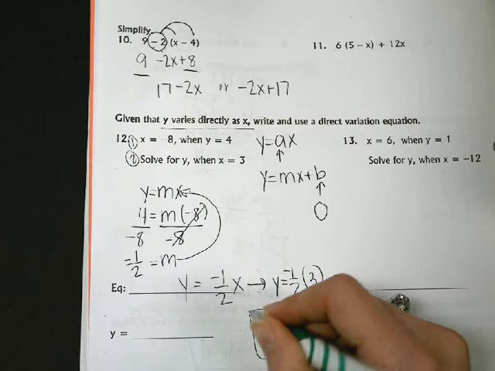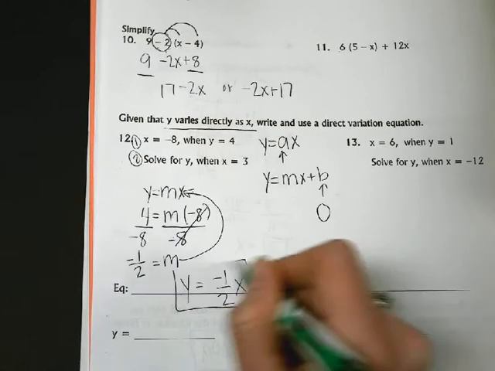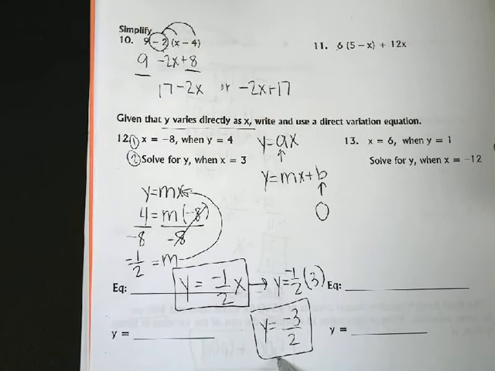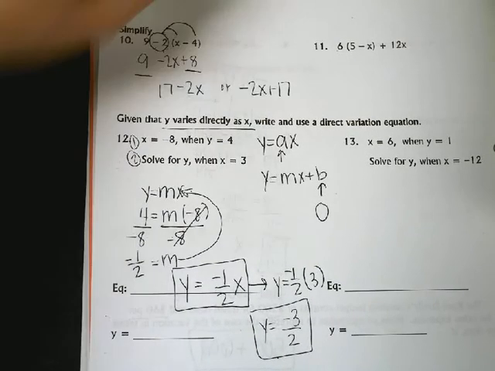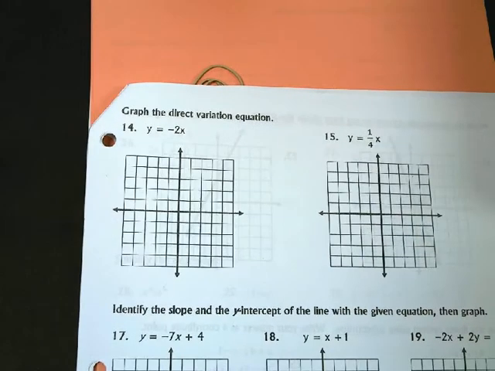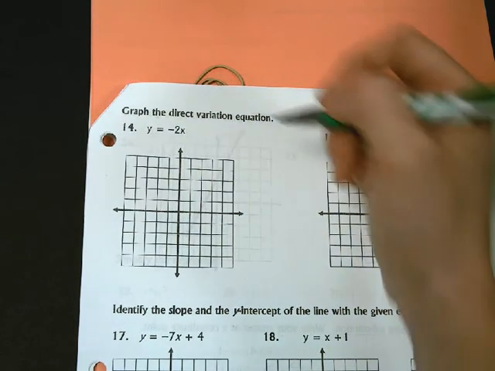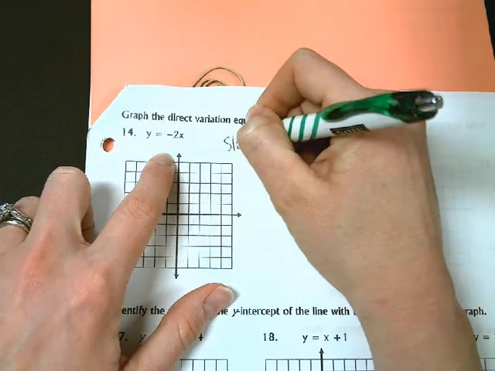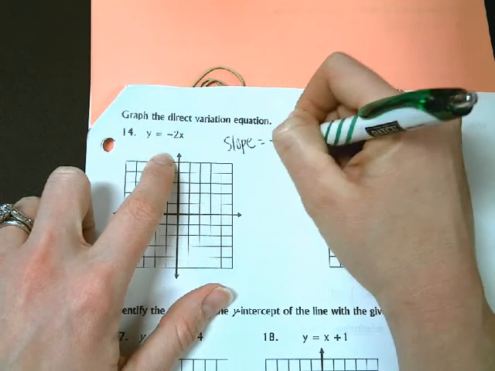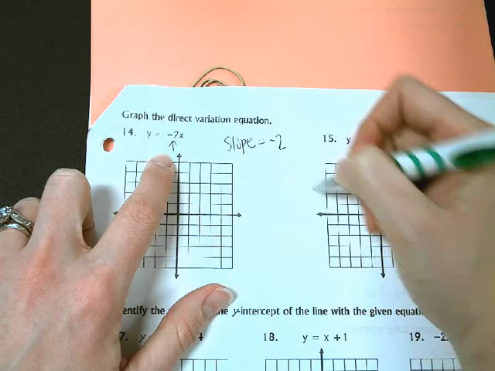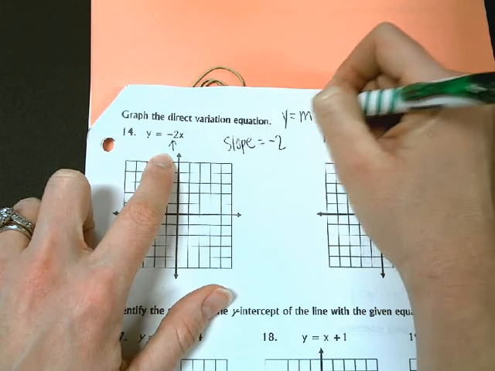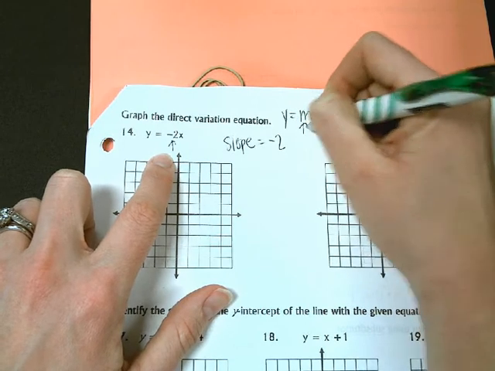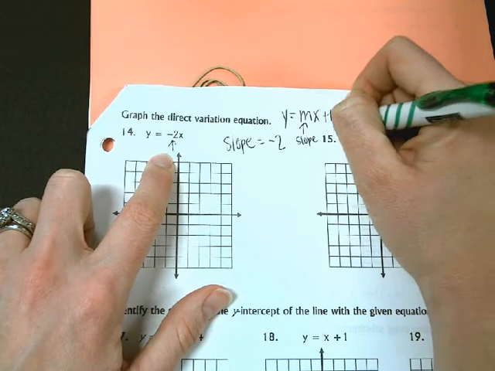You know that the slope here is negative 2 because the slope is always the number right next to the x. Remember, y equals mx plus b. That's your slope, and that's your y-intercept. So my slope here is negative 2. The y-intercept here is 0. So it's going to start at the origin. Remember, direct variation starts at the origin. So you're going to start here at 0, 0.